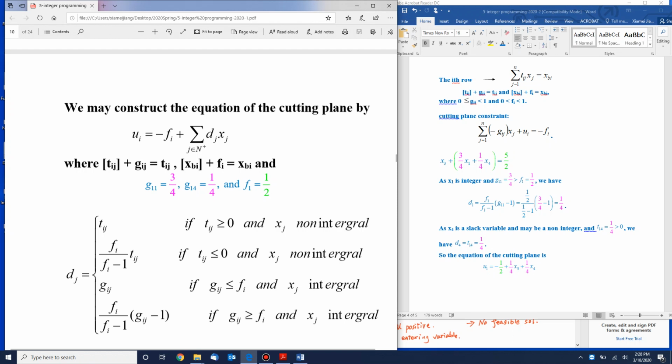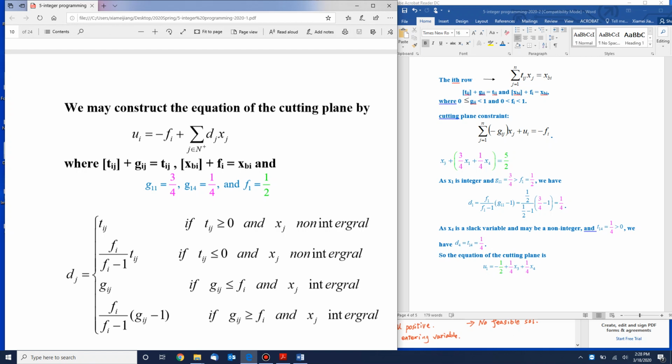Here we know G11 is 3 over 4 and F1 is 1 over 2. So G11 is greater than F1, which means we have to use the last formula. D1 should equal F1 over F1 minus 1, times G11 minus 1. So that is one half over half minus 1, times 3 over 4 minus 1. So D1 equals 1 over 4.